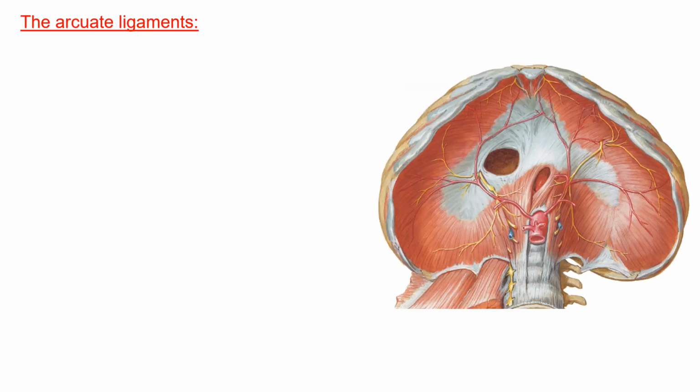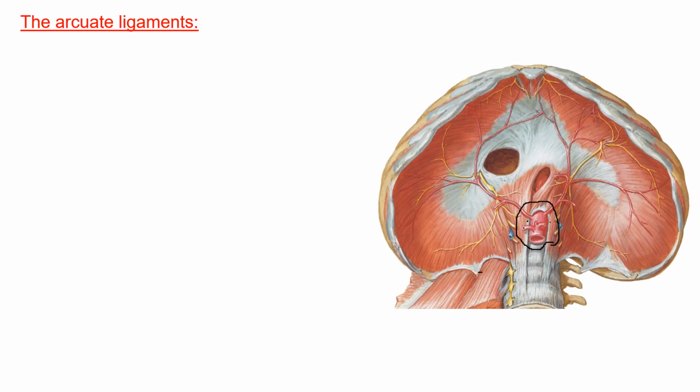The arcuate ligaments. We have 3 arcuate ligaments. The first one is the median arcuate ligament. It is present in the midline at the level of the T12-L1 intervertebral disc. It is joining the two tendinous parts of the two crura, right and left crus.